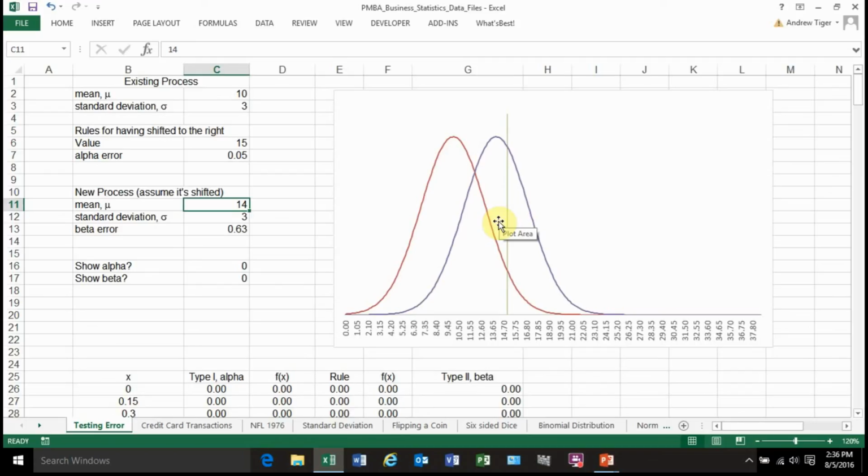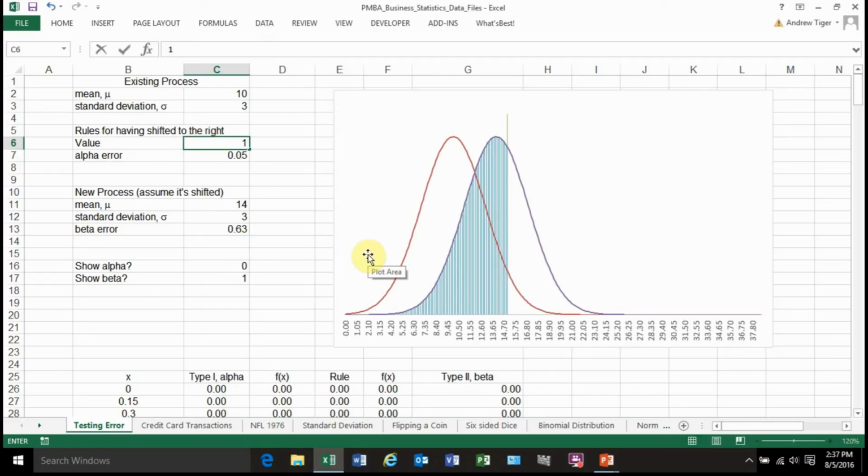So the likelihood that I'm going to be able to detect a shift from 10 to 14 is anything on the right side. Or the other way to say it, my type 2 error is the area to the left of this green line on the purple. That is my type 2 error. So even though I've got a type 1 error of 5%, my type 2 error is 63. Does that make sense?